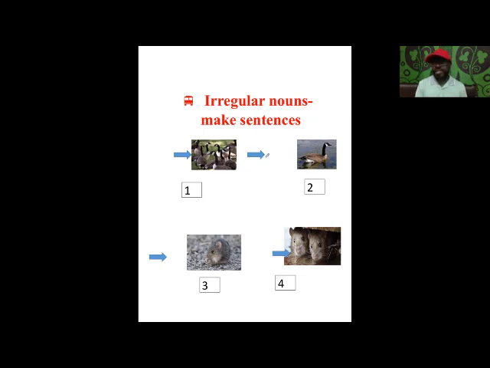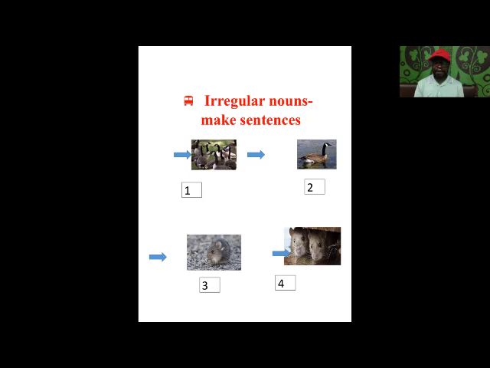Number two, we are pointing, so we say that. That is a goose. Goose, geese. But we are going to make sentences. If it is plural, don't use an article. If it is one, add an article. Number one, these are geese. That is a goose. You are going to make sentences. Look at the arrow and make the appropriate sentence.